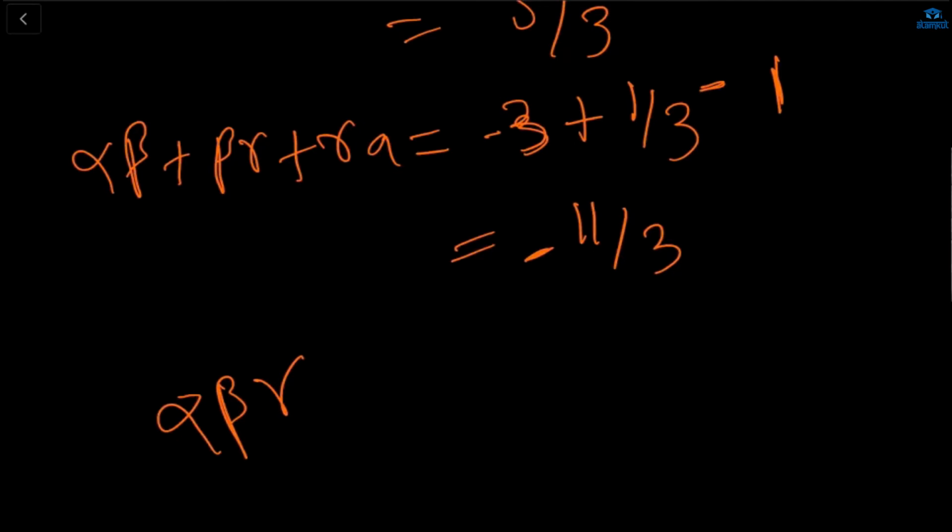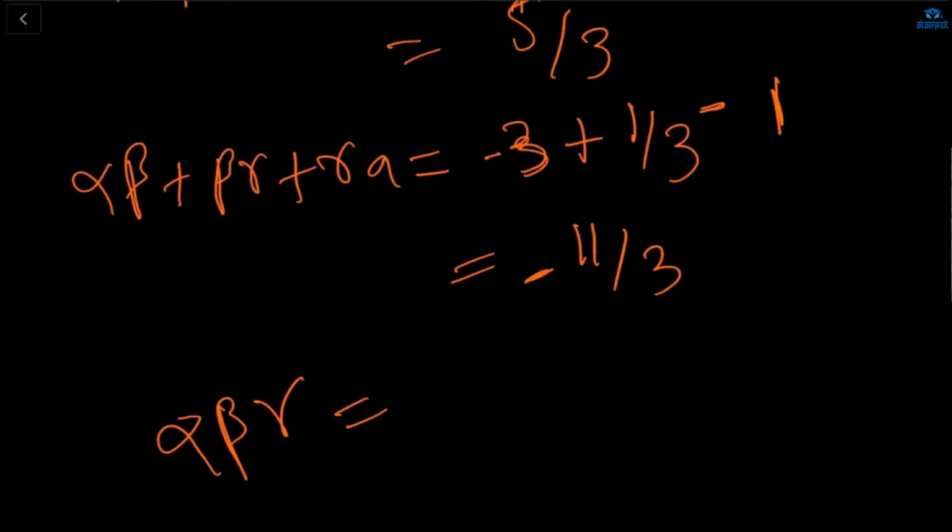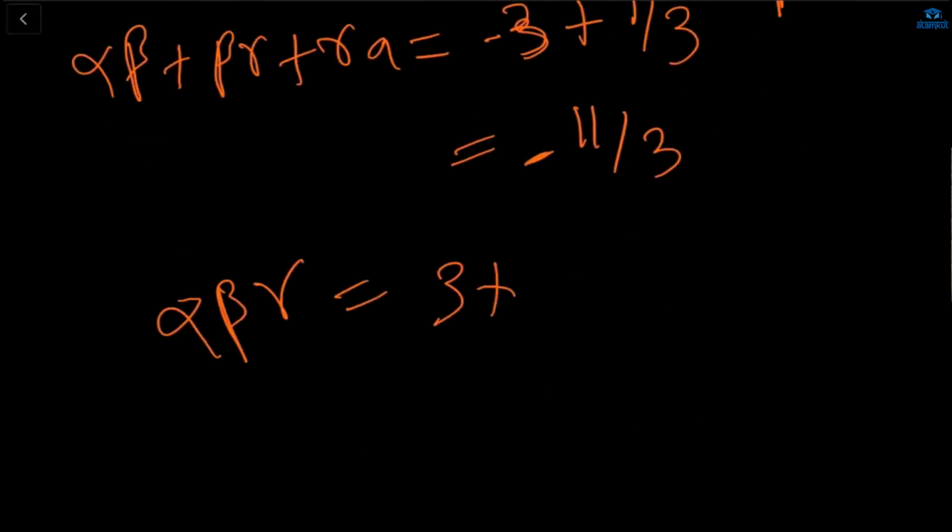Okay. We were just solving problems on how you relate alpha. If the zeros of the polynomial are given, then how do you form the whole polynomial? So alpha beta gamma is equal to the product of all the three, that is 3 multiplied by minus 1 multiplied by minus 1 by 3. That will be 1.